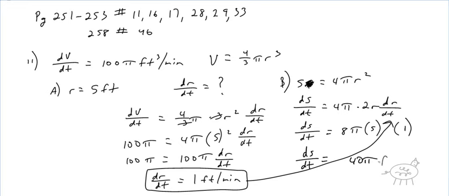And then it's feet squared per minute. Because you notice the dr dt, that was feet per minute times another r, which is another foot, right? So that's why it's feet squared per minute. And that's how you do B. All right, let's move on.